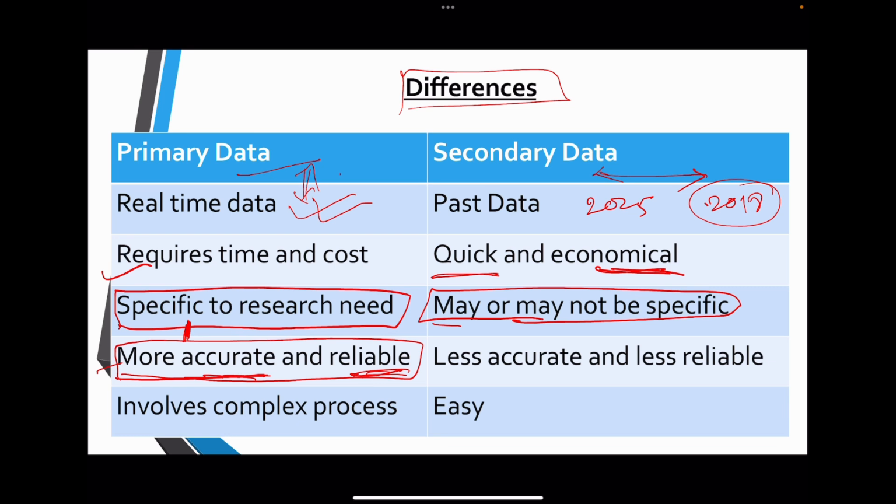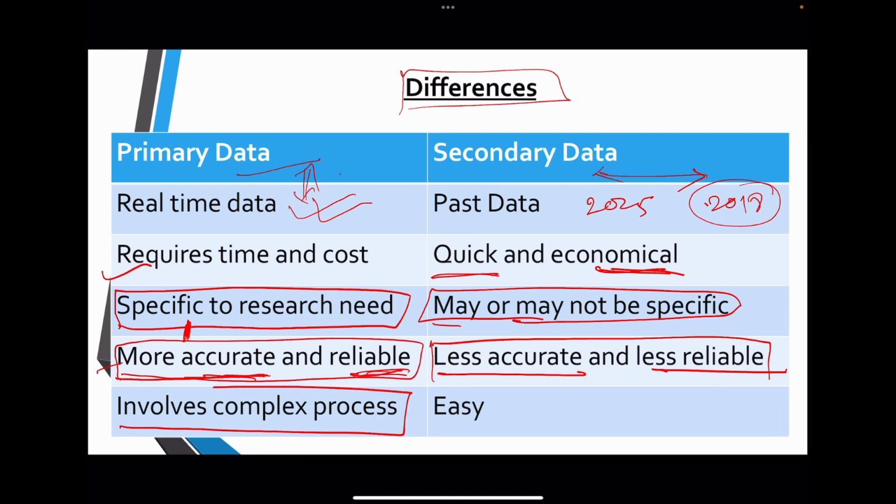So you can control some noise, and that's why it will be more accurate and reliable also. Secondary data can be less accurate and less reliable compared to primary data, not necessarily, but it can be. Primary data involves a complex process, yes. Let's say if you are considering a questionnaire survey, then you need to design the questionnaire. If you want to use that questionnaire in your native language, then there are translation issues, designing issues, distributing issues, collecting issues, and many more things. But secondary data is easy to get.